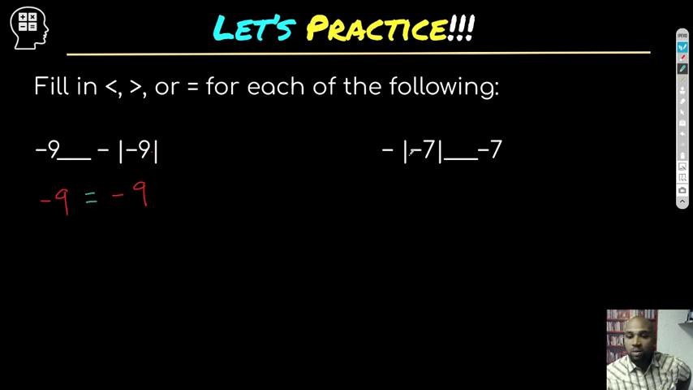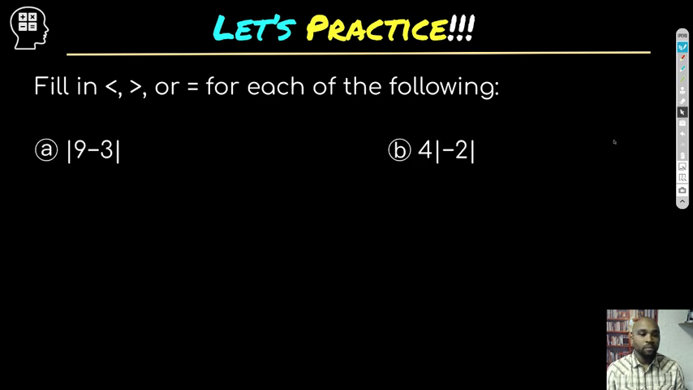All right, so let's do this one. The absolute value of negative 7 is just 7. Well, this negative on the outside, I have to apply after I do that absolute value. And negative 7 is just negative 7. And like the left side, these are both equal. So that's how we're going to do that one. All right, let's do A and B here.